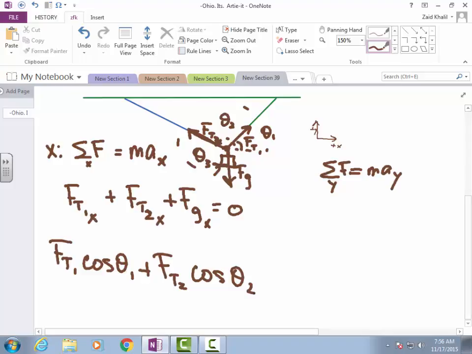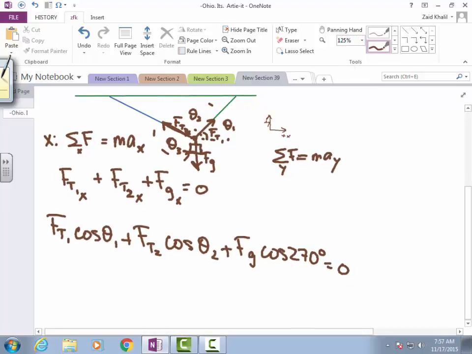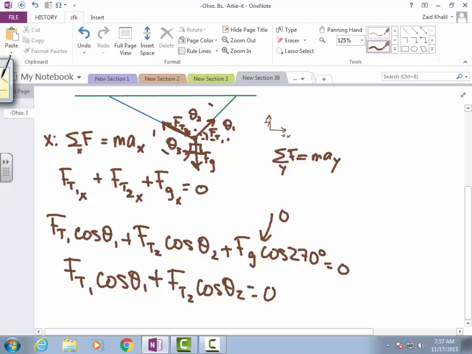So now, what's fgx? Cosine of theta 3. But what's the cosine of theta 3? 0. Why? Because the cosine of 270 is 0. But we can write it down. Why not? We got nothing better to do. We're here. Okay? And so we get the following relationship. This is 0, because theta 3 is definitely defined. Okay? Now let's go in the y direction.